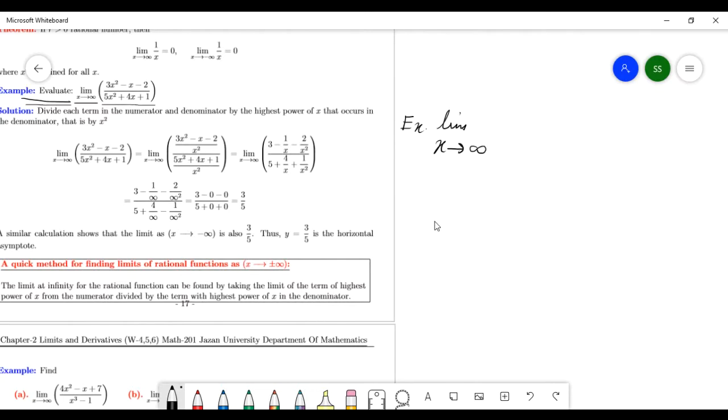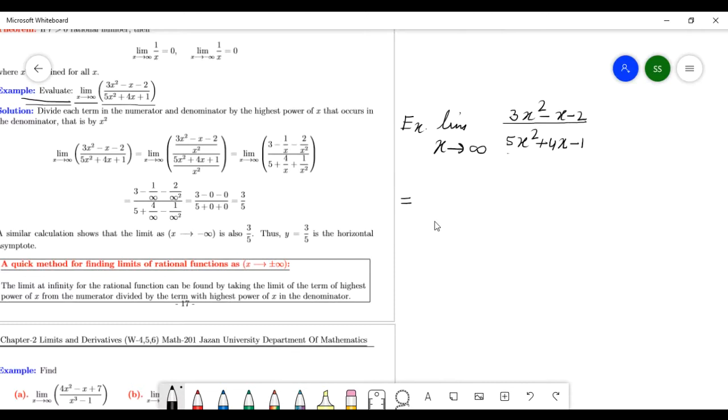Limit x goes to infinity of (3x square minus x minus 2), okay, divided by (5x square plus 4x minus 1). This is the question. Okay, how to do this? Look over here. See here.